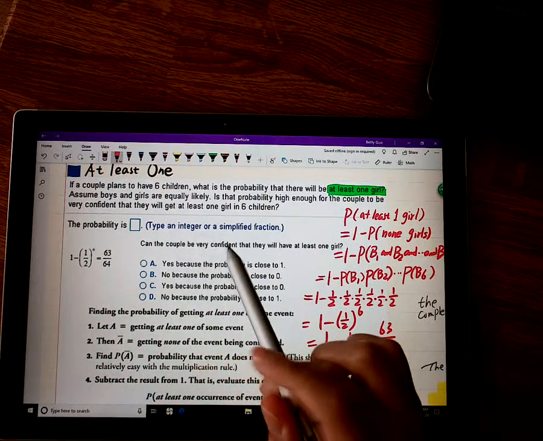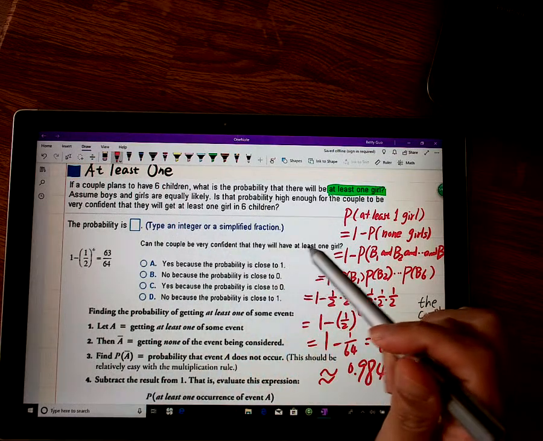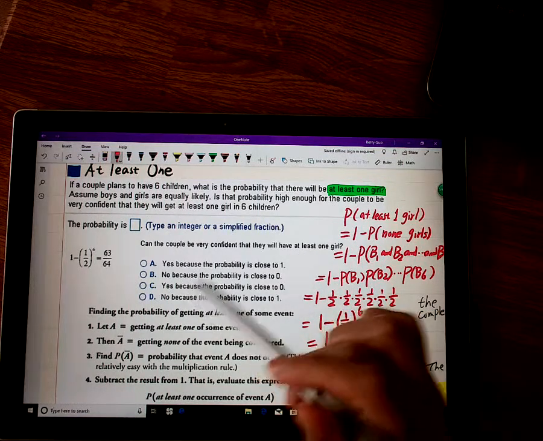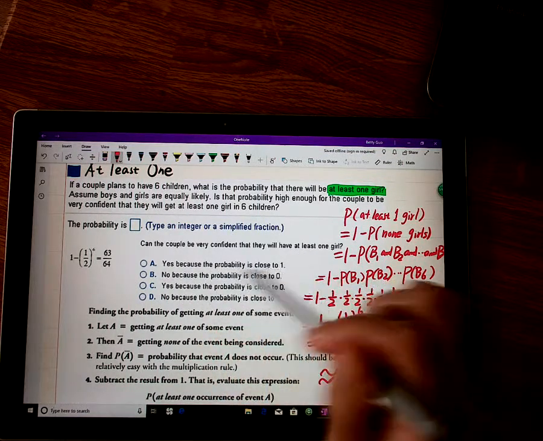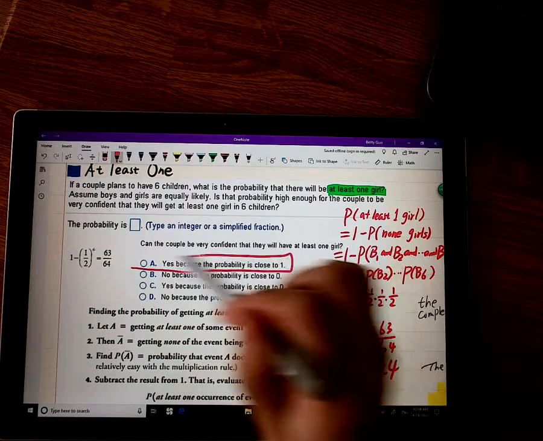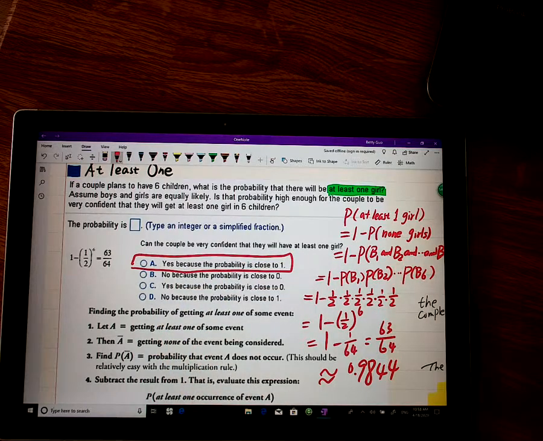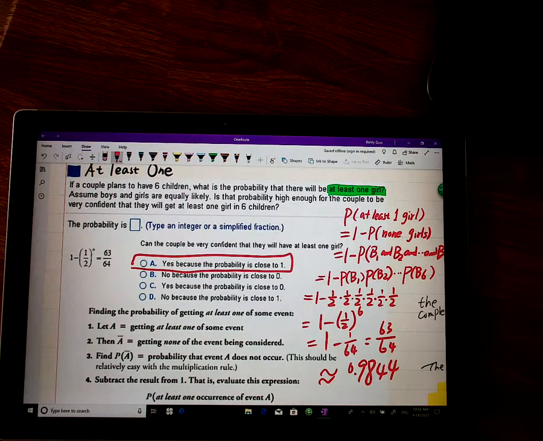Okay? Can a couple be very confident that they will have at least one girl? Yes, because the probability is very close to 1. The more children you have, the bigger the chance that you have at least one girl, right? Yeah. No girl turns out to be a low chance. But I know people who have 7 girls or 7 boys. That also happens. As long as the probability is not 0, it could happen, of course.